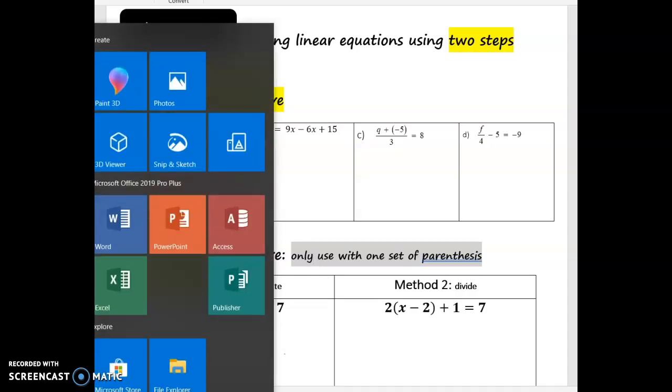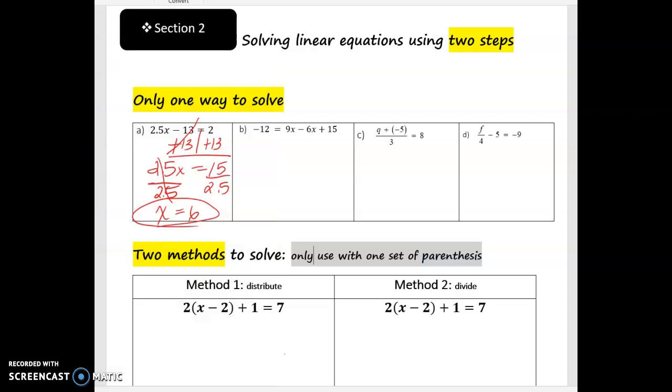One thing we didn't talk about yesterday is checking your equation, so just remember you can always do a quick check by taking the value you found for x, and then you would just plug it in up here and make sure that 2.5 times 6 minus 13 is equal to 2, so you know you did your work correctly.